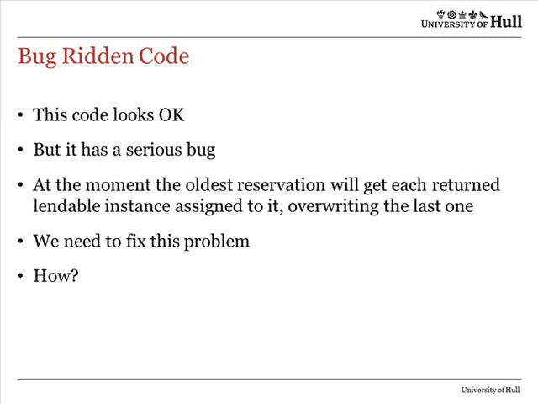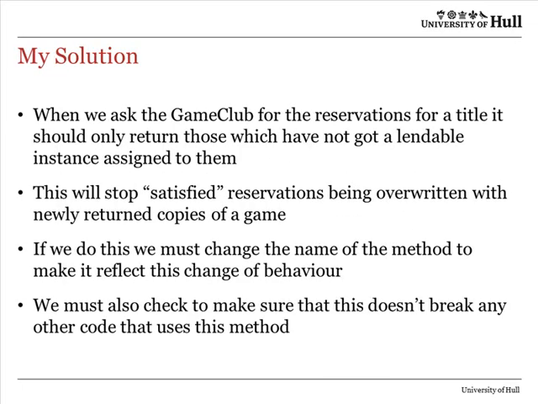Well, at this point I was going to do a show of hands and have a really good discussion about how to make it work, but that's not going to work terribly well here, so I'm going to have to just dive in and tell you how I would fix it. We ask the GameClub for reservations for a title, and it should only return active ones. In other words, we ask the GameClub, how many reservations have you got for this title? And the GameClub should only return ones that are active, i.e. ones which have not got a lendable instance available. Okay, so I don't care at this point about satisfied reservations because they're okay, they've got their copies.